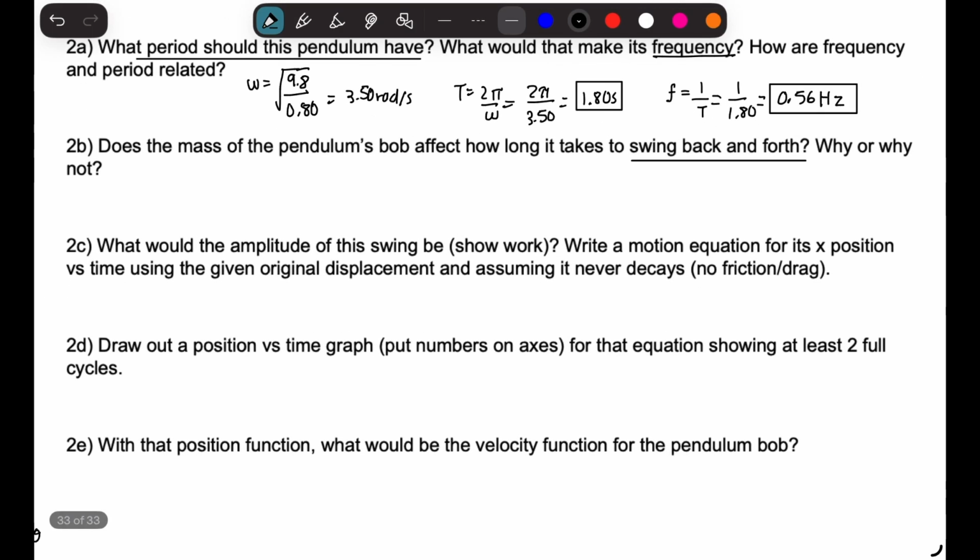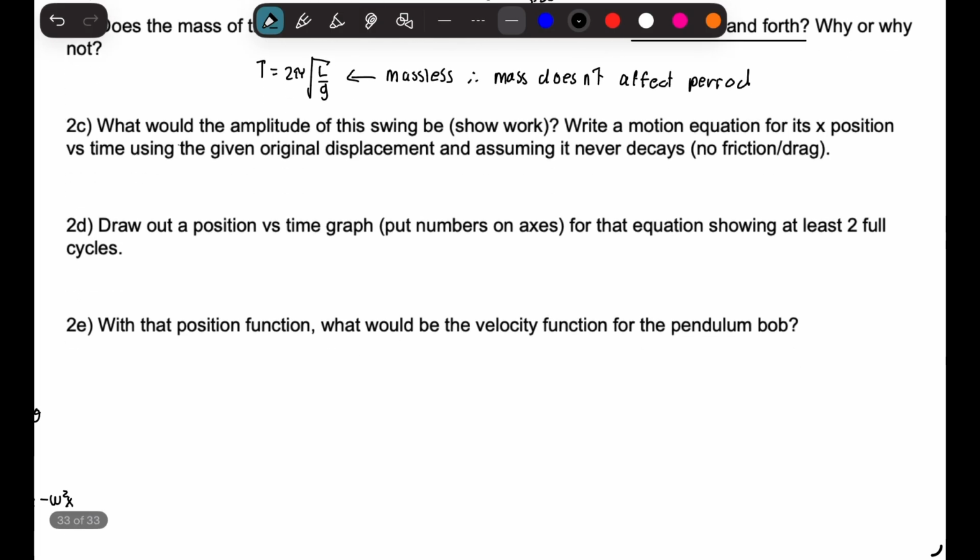So for the mass, in your equation, you have T is equal to 2 pi times the root of L over g, and it does not have mass in the equation to calculate. Therefore, mass does not affect period. And now, okay. What would the amplitude of this swing be? Write a motion equation for its x position versus time graph using the original displacement and assuming it never decays.